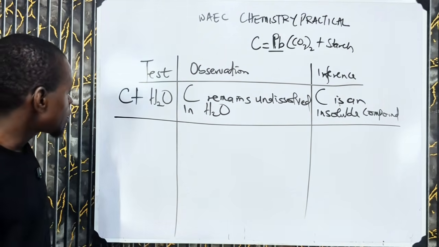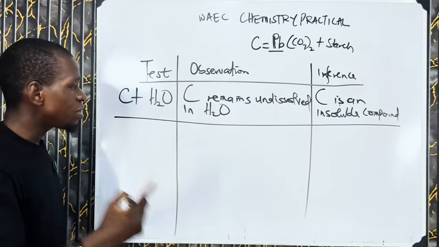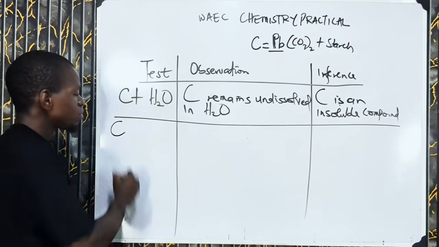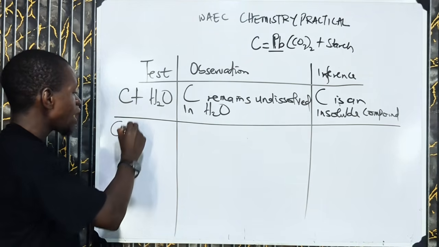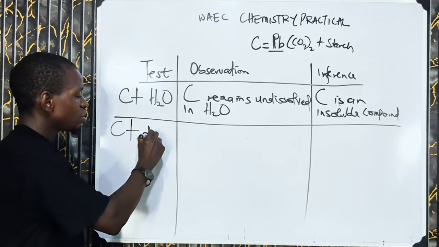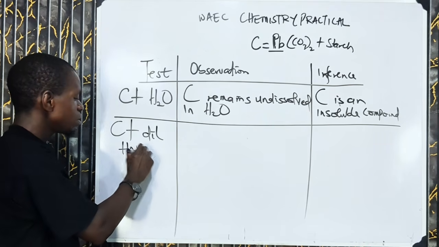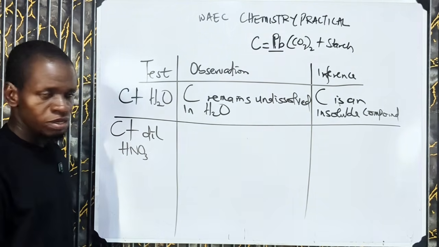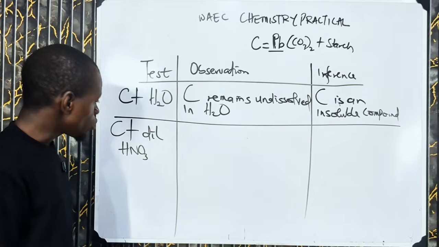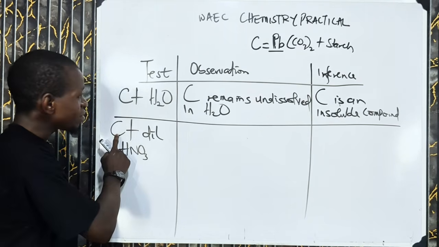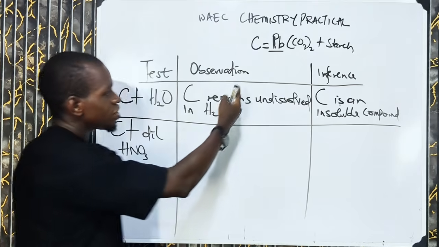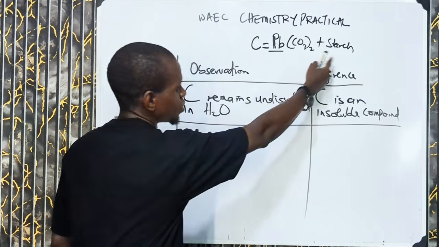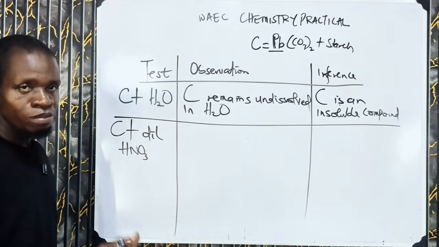Assuming they didn't use water this time around, and the question says you are given your sample C and they ask you to add dilute HNO3. Even HCl can also do that. What is going to be your observation? Remember that your C is a mixture of lead carbonate, that is lead(II) trioxocarbonate(IV), and starch. So that is a mixture of both of them.